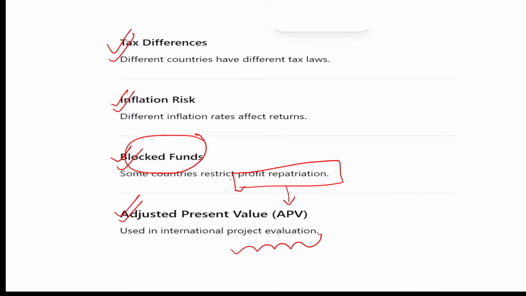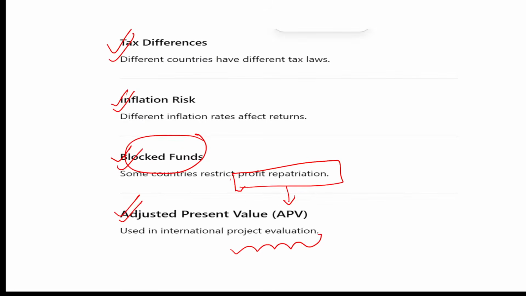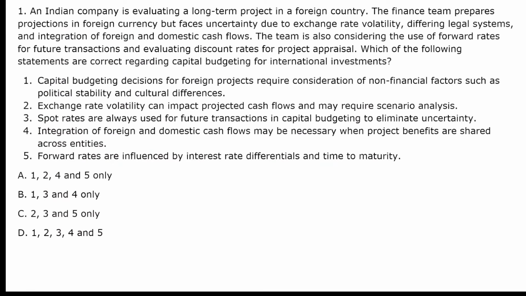Okay, next. Moving ahead, let's do the questions. This is what you wanted to know about this unit. Let's do the questions. An Indian company is evaluating a long-term project in a foreign country.